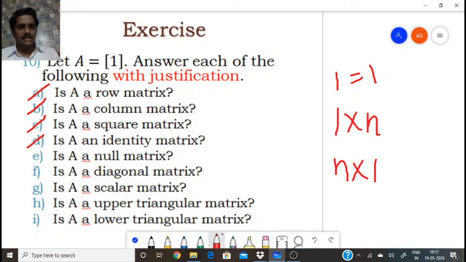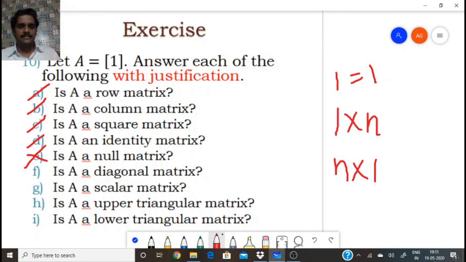Next question. Is A a null matrix? So what is a null matrix? A matrix in which all elements are 0. But in our case, we have a non-zero element. Your A is having a non-zero element. So A is not a null matrix. So the answer is no.